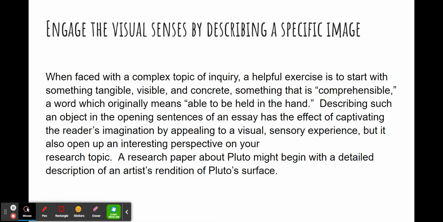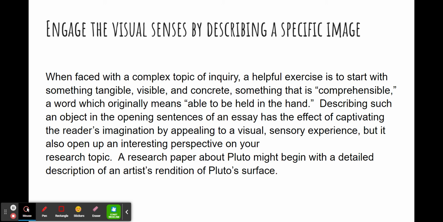The third example is to engage the visual senses by describing a specific image. When faced with a complex topic of inquiry, a helpful exercise is to start with something tangible, visible, and concrete, something that is comprehensible, a word which originally means able to be held in the hand. Describing such an object in the opening sentence of an essay has the effect of captivating the reader's imagination by appealing to a visual, sensory experience. But it also opens up an interesting perspective on your research topic.